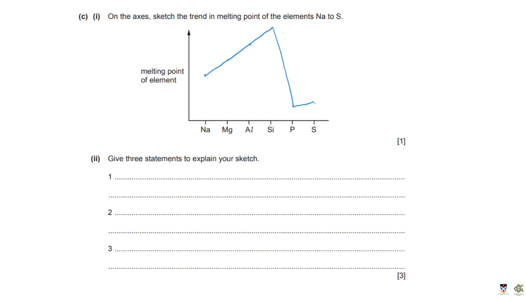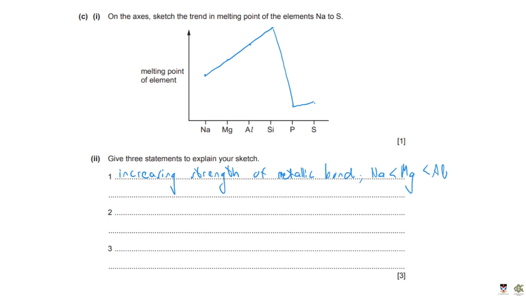So your 3 statements to explain your sketch. First of all, let's start with the 3 metals. So there's an increasing strength of metallic bond from sodium to magnesium to aluminium, or you can state that as a stronger attraction between the delocalized electrons and the positive ion. So the melting point of sodium is lower than magnesium, and magnesium is lower than aluminium.